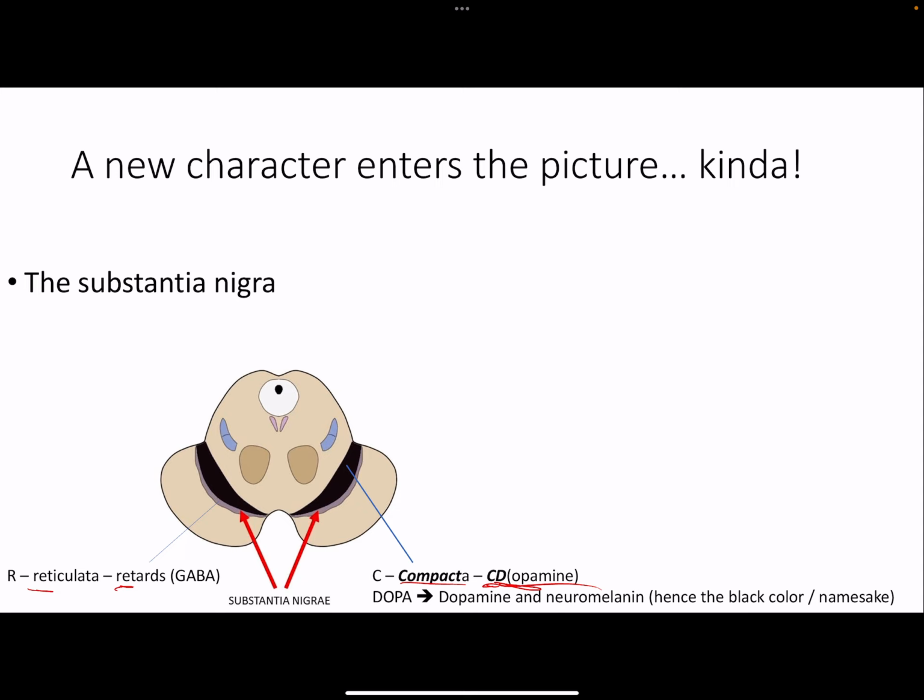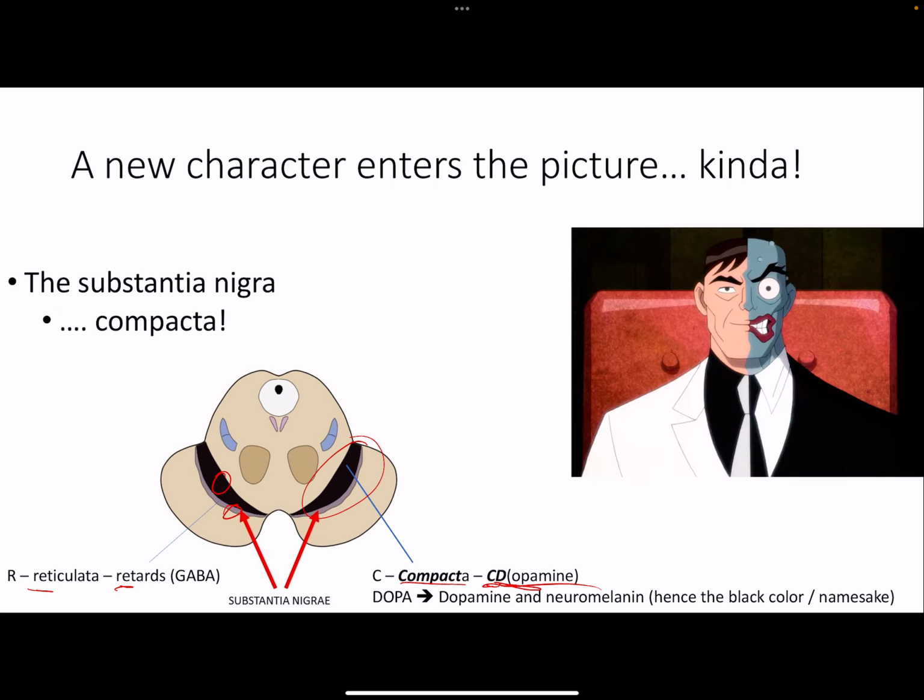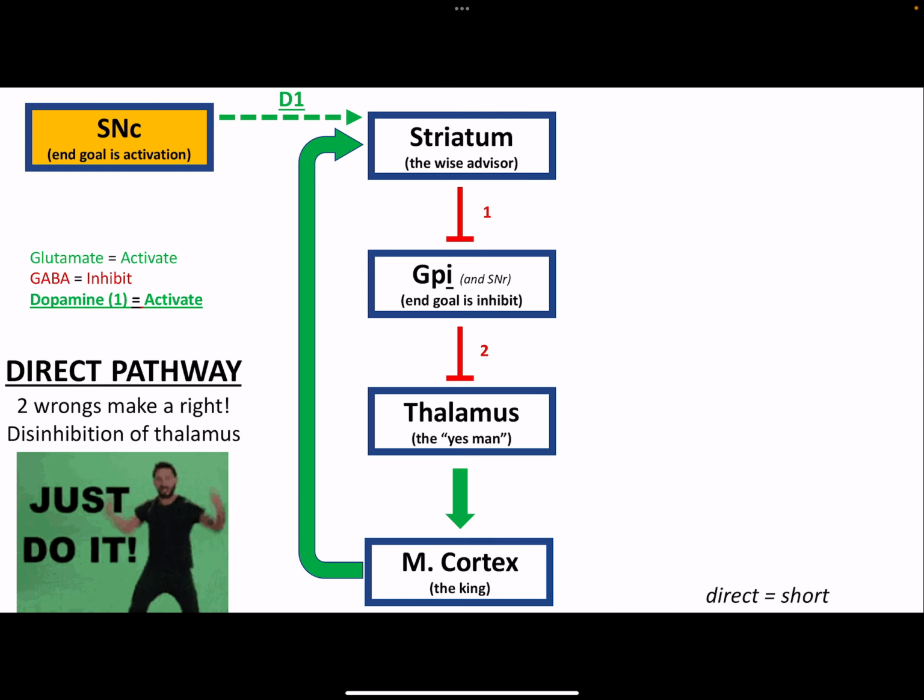The tyrosine derivatives are dopamine and neuromelanin. So the substantia nigra, at least the compacta version, because this is the reticulata and this is the compacta, the compacta is going to be the dark part. And so the substantia nigra, I think, is this kind of two-faced individual. One of the faces is the reticulata, which is typically trying to retard movement, and the compacta is going to be trying to activate movement technically. So it's kind of doing different things, but they're also working in very different ways.